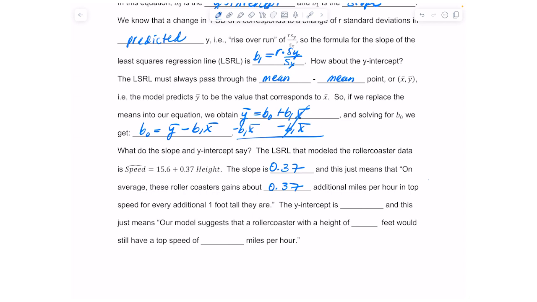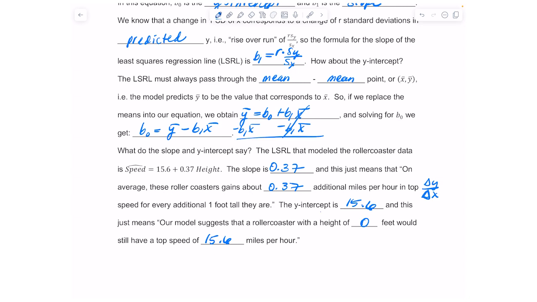Because again, slope is change in y over change in x. And y here is speed and x is height. So 0.37 additional miles per hour is your speed for every 1 additional foot tall, which is height. The y-intercept, on the other hand, is your b0, or 15.6, and this just means our model suggests that a roller coaster with a height of 0 feet would still have a top speed of 15.6 miles per hour.